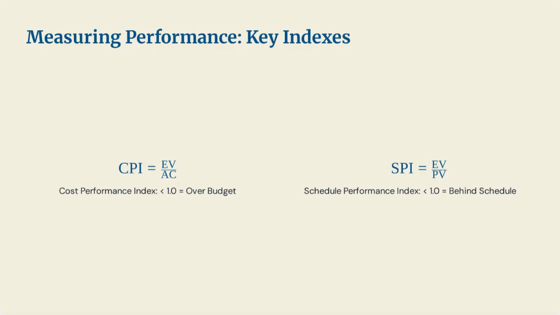Schedule Performance Index, or SPI, is EV divided by PV. This shows how efficiently time is being used. An SPI less than 1.0, say 0.9, means the project is behind schedule. It's only progressing at 90% of the planned rate.